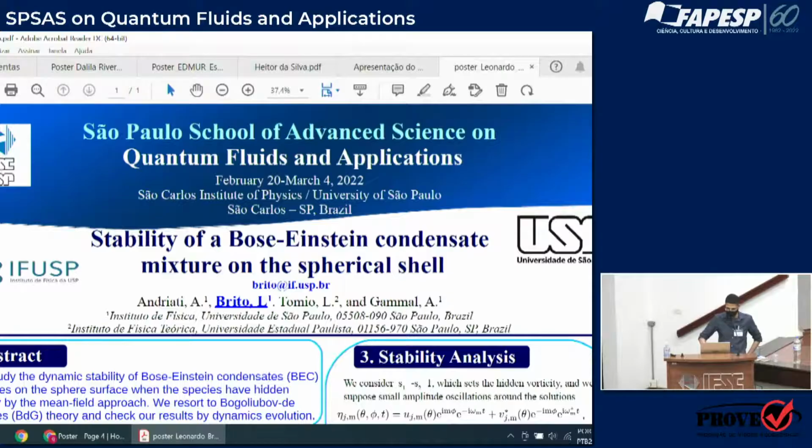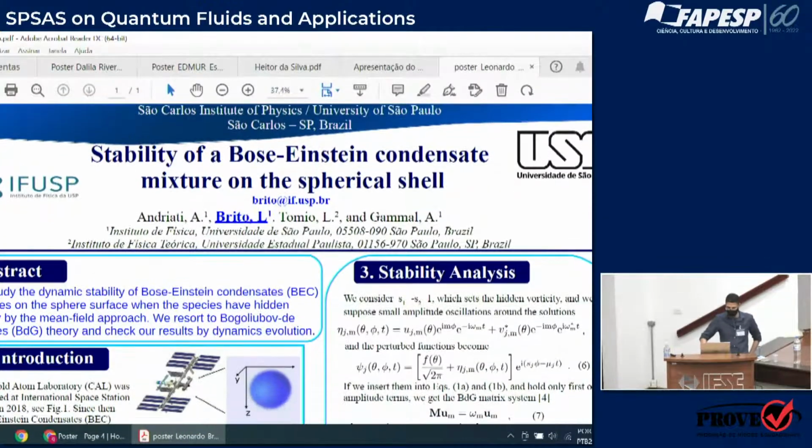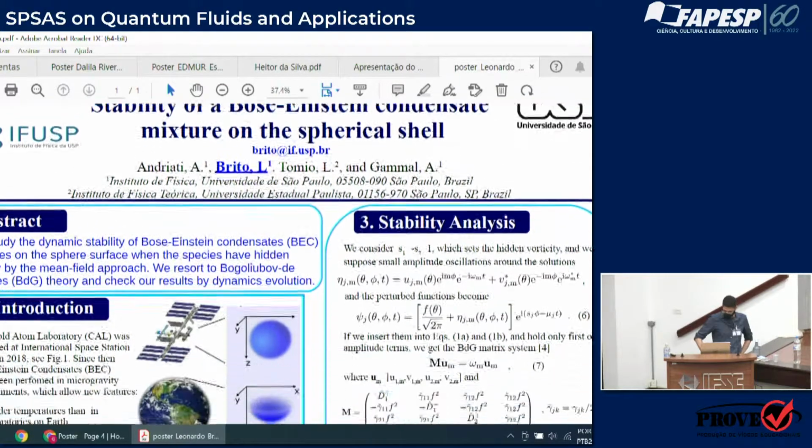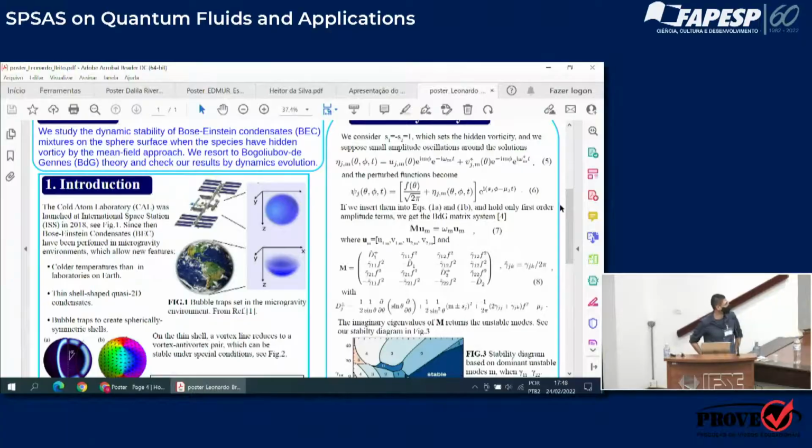So I present a brief summary of my poster. Recently, some experiments have been performed at the NASA Cold Atom Laboratory. In microgravity environments, it's possible to build Bose-Einstein condensates in bubble shells. So in this context, we study the stability of a mixture of Bose-Einstein condensates on the shell surface, a hollow sphere.